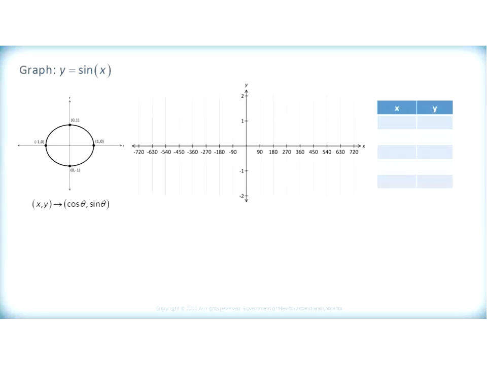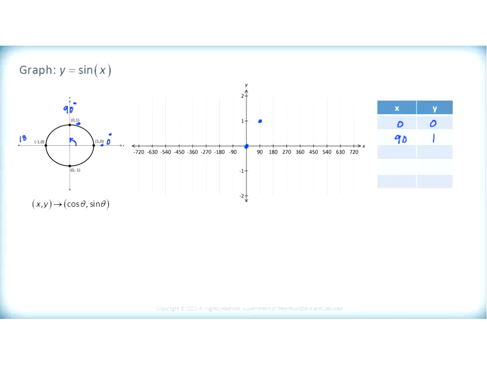So to begin, if I begin at 0 degrees, the sine of 0 degrees is equal to 0. So when x is equal to 0, the y value is also equal to 0. If I go to 90 degrees on a positive rotation around the circle, the sine of 90 degrees is equal to 1. So when x is equal to 90, y is equal to 1. That gives us a second point on the graph of the sine of x.